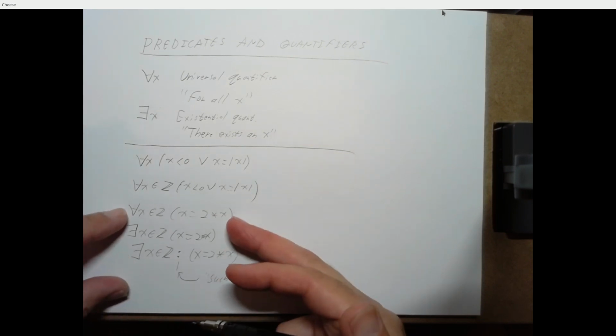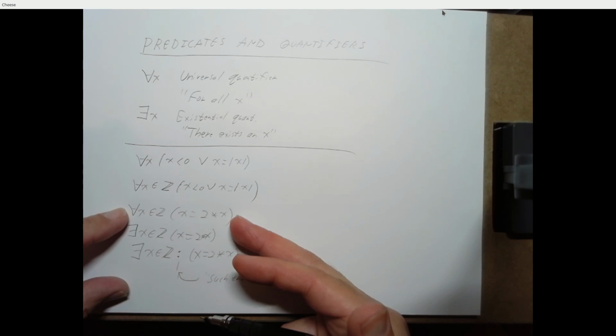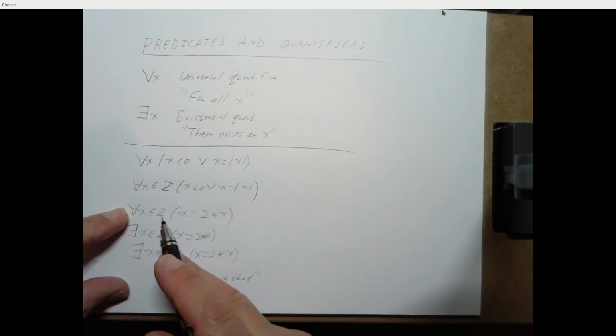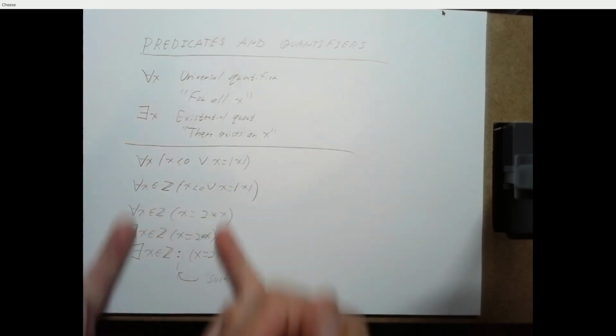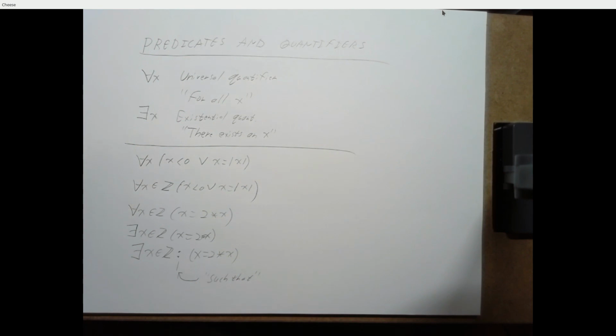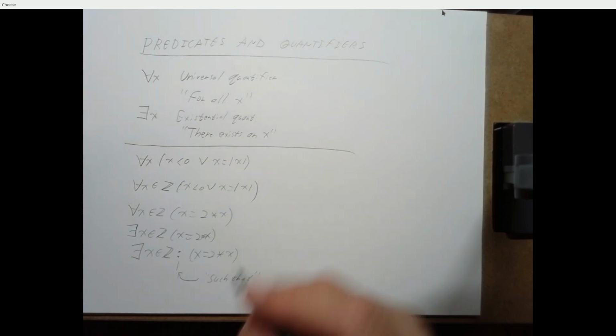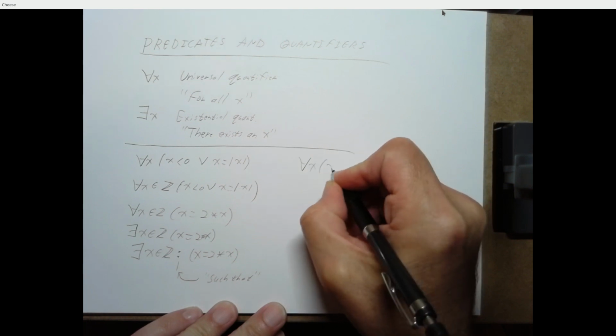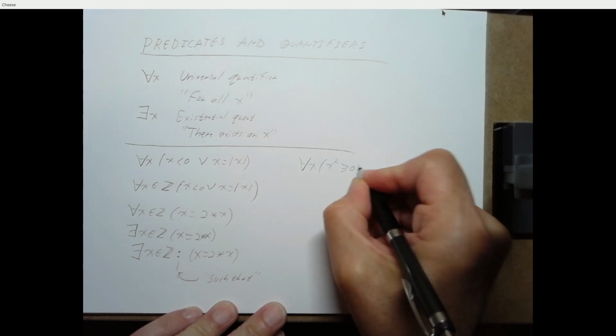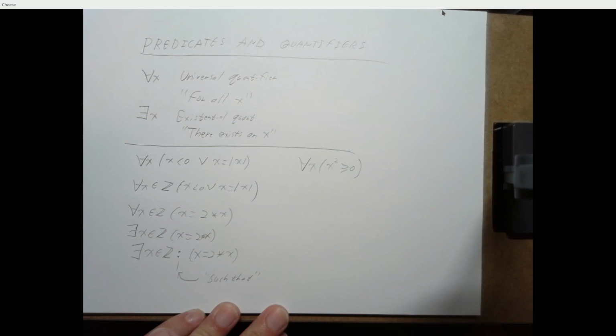But saying for all x, x equals 2x, that's clearly false because x is an element of the integers. 1 is an element of the integers, but 1 is not equal to 2 times 1. Okay? But these are all propositions. They're declarative statements that have truth values. All right, let me show you some other examples. For all x, x squared is bigger than or equal to 0. Is that true? Sure.